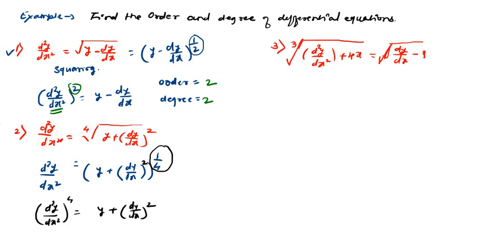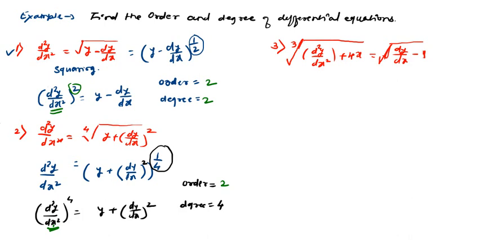Now we can identify the order and degree of this differential equation. If you observe, the highest ordered derivative is d2y by dx square, so the order will be 2. The degree is the power of the highest order derivative, and that power is 4, so the degree will be 4. We will see the next example.